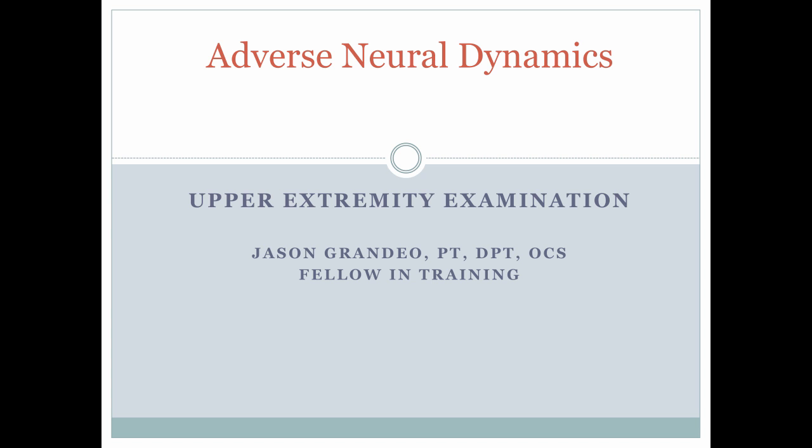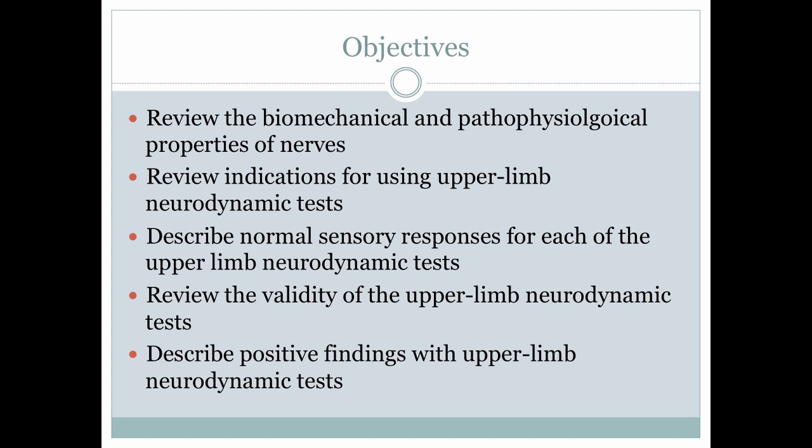Today I'm going to be discussing adverse neural dynamics, and more specifically, the evidence for the upper extremity examination. Objectives for this discussion will be to review the biomechanical and pathophysiological properties of nerves, review indications for using upper limb neurodynamic tests, describe normal sensory responses for each of the tests, review the validity of the upper limb neurodynamic tests, and then describe positive findings that we will use for these tests.